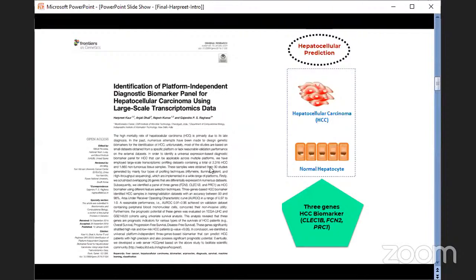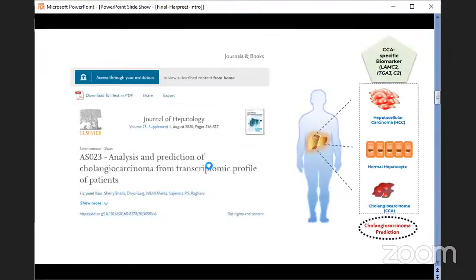In the first part, we extracted nearly 4,000 samples from public repositories that are associated with hepatocellular carcinoma. By employing different bioinformatics techniques, we identified 3 gene-based biomarkers, which include CLEC1B, FCN3, and PRC1.